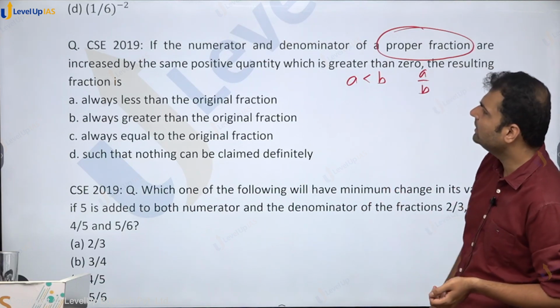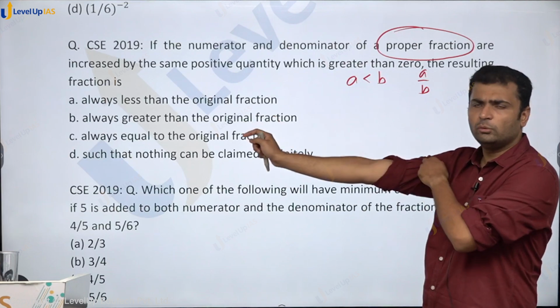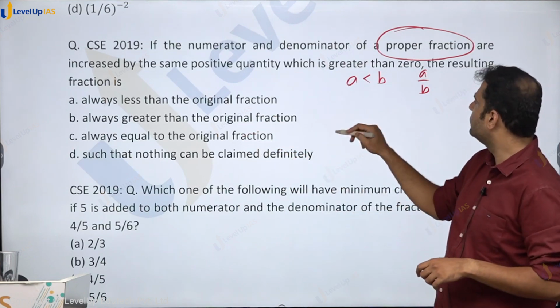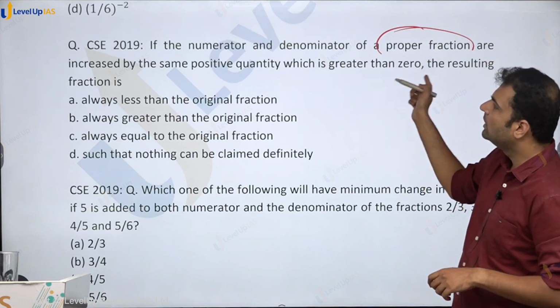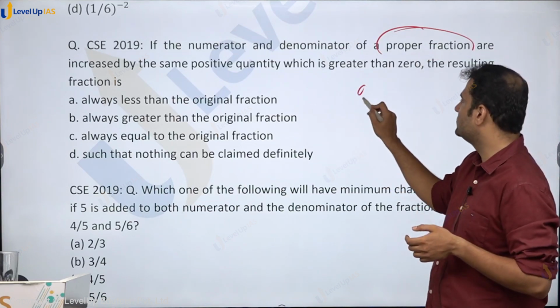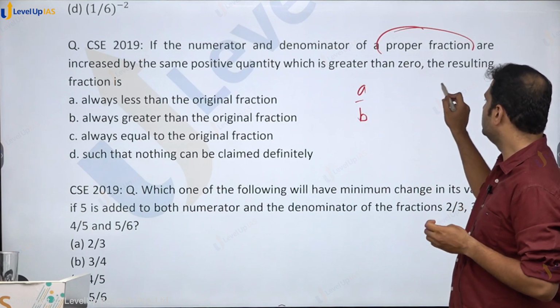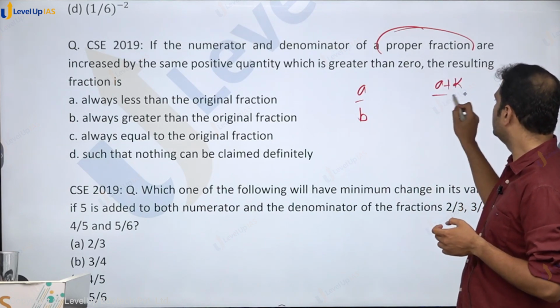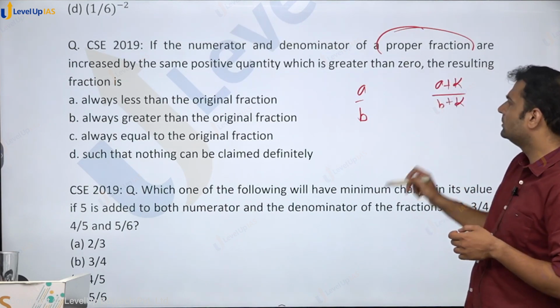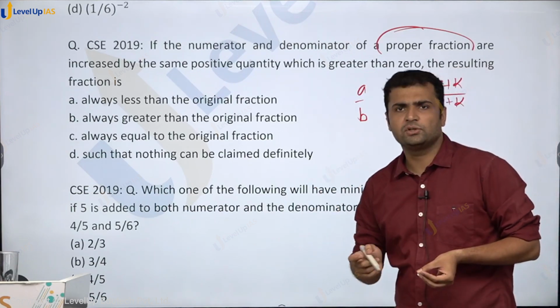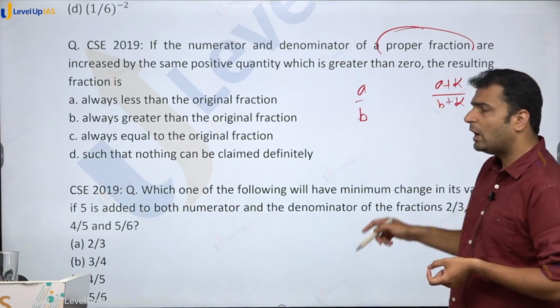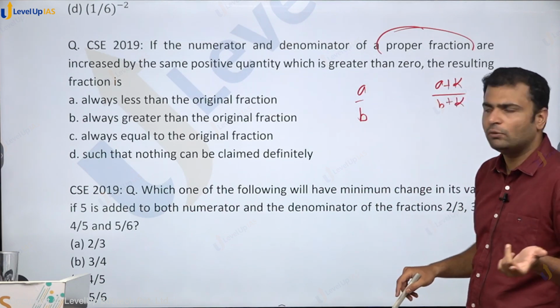And what they are saying, we are increasing both the numerator and denominator by a positive quantity. So we want to compare the original fraction with the new fraction. The original fraction is a by b and the new fraction is a plus k by b plus k. Let us assume both are being increased by a small positive quantity k. How do we compare? Cross multiplication. That is how we compare.